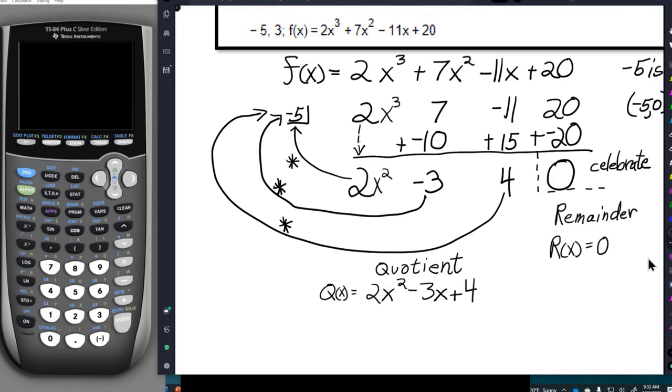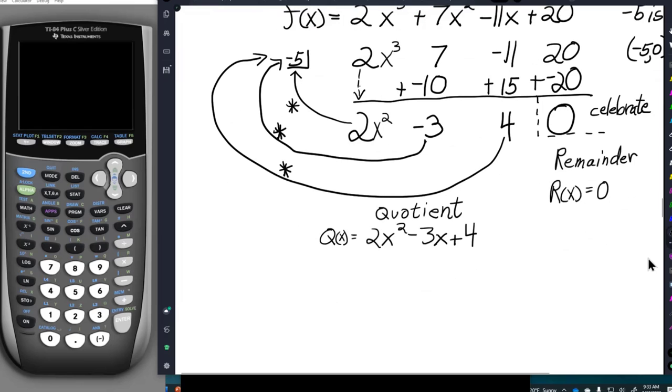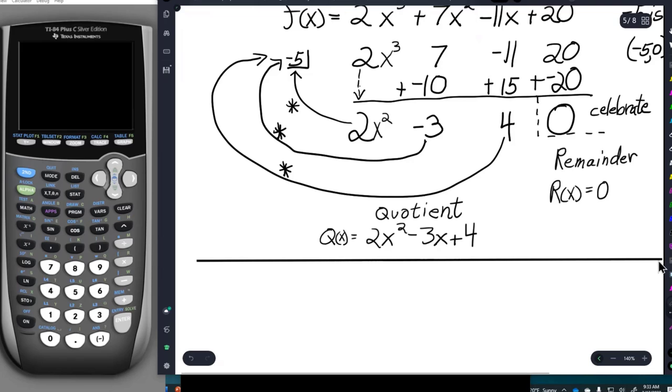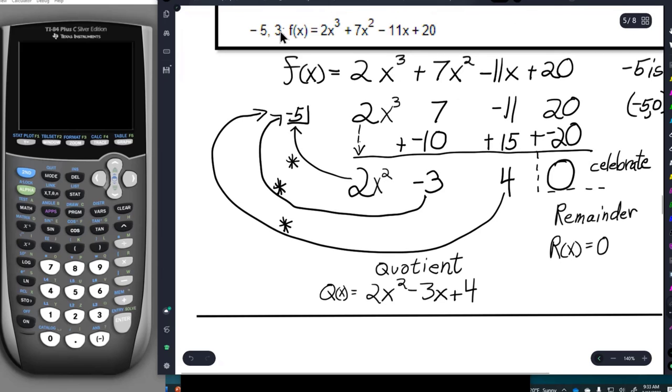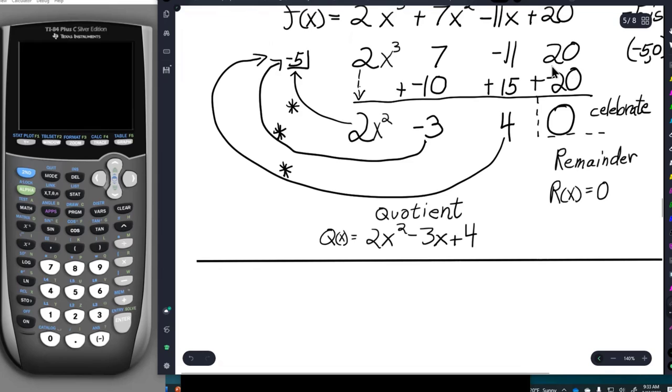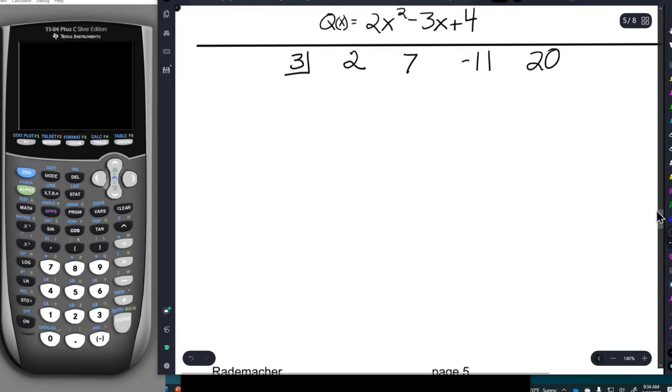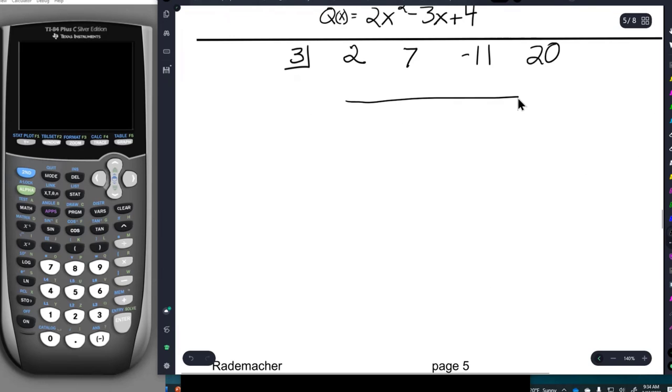Let's do it again. I'm going to do this again, this time with 3, that's the other number we have to check. So I'm going to use the same setup here. We're going to have 2, 7, negative 11, and 20. And we're going to put 3 out here in the backwards L. And we're going to do synthetic division again. Skip a line. Draw a line.